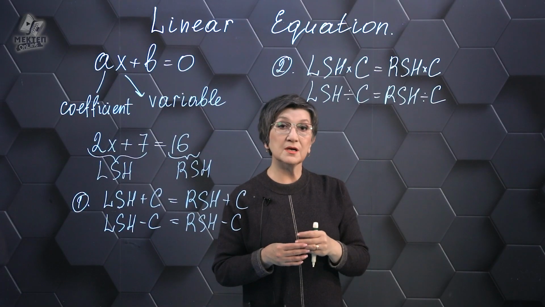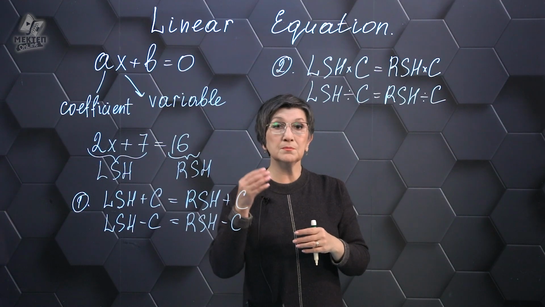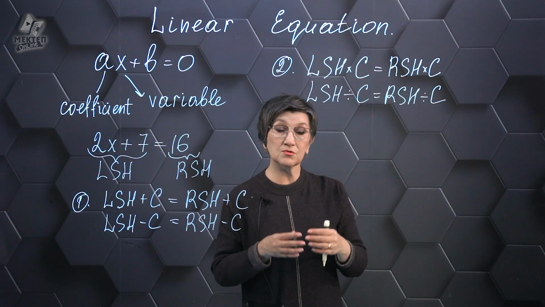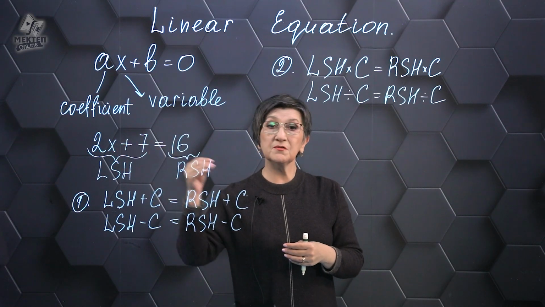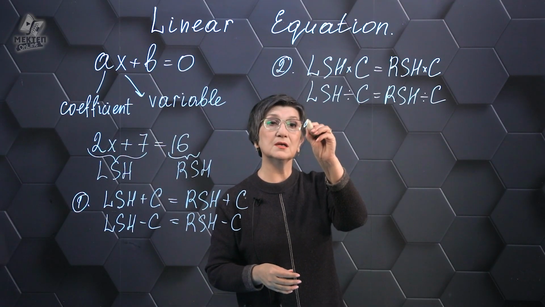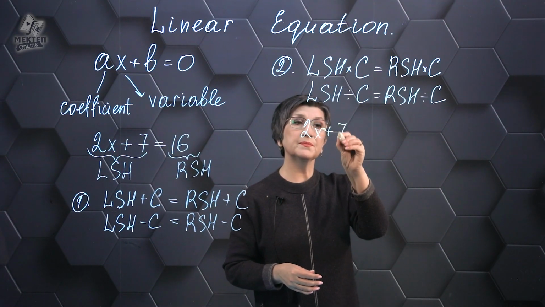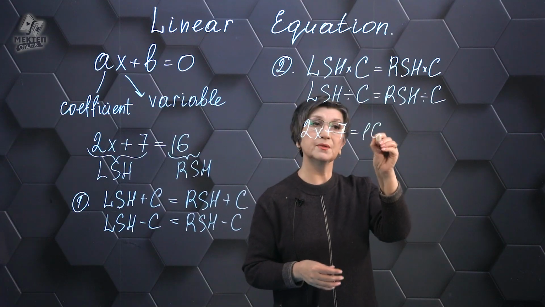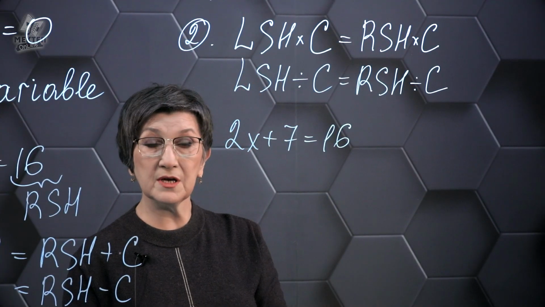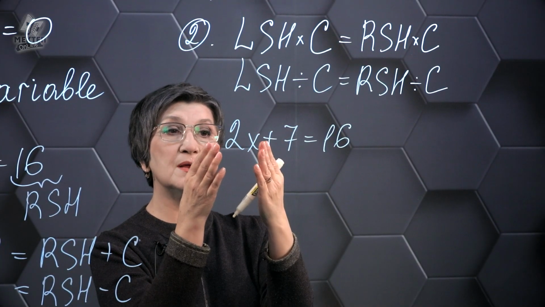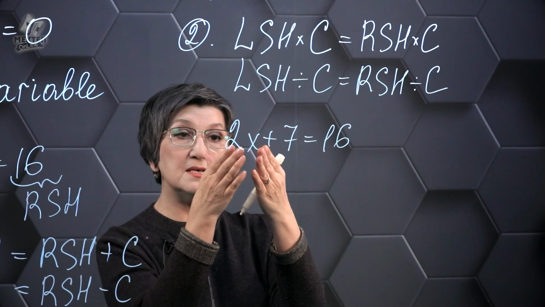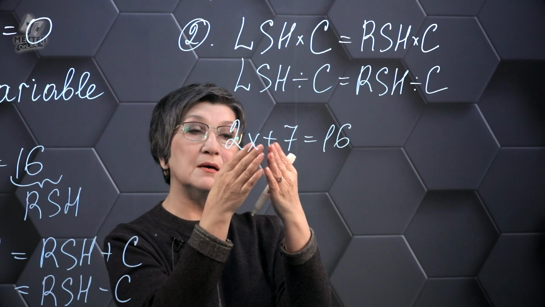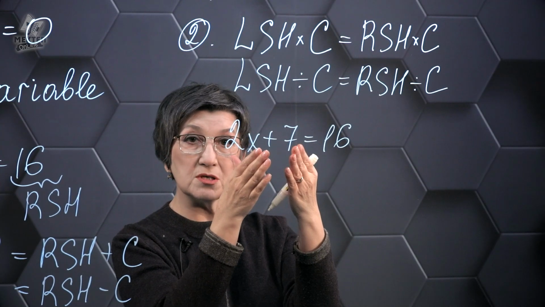Why do we need these properties? We will study more of these properties in the upcoming lessons, but why do we need these properties? Let's go back to our equation. So 2x plus 7 equals 16. To solve this equation, we need to find the value of the variable x. But in order to find the value of this variable, we are hindered by the number plus 7.